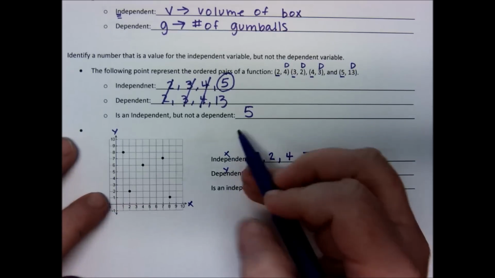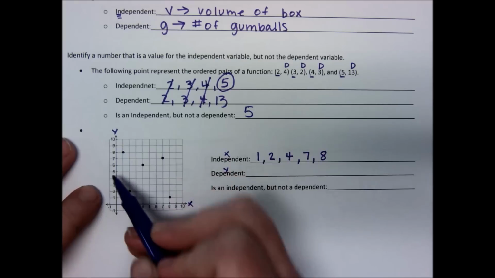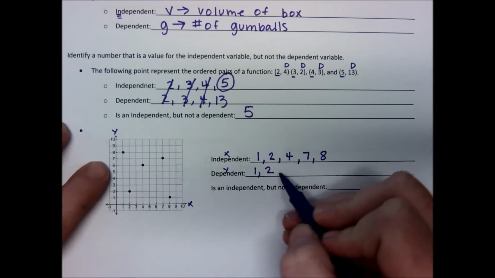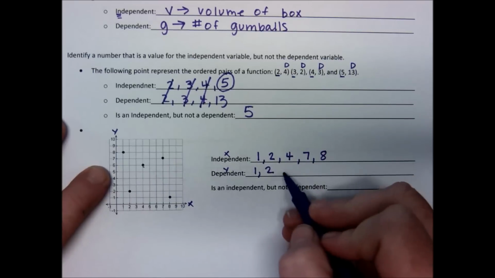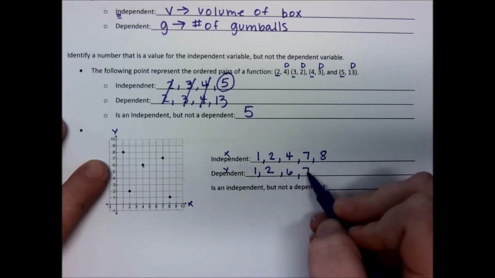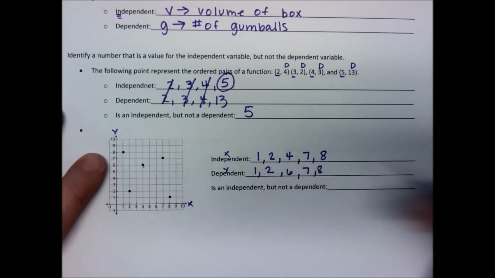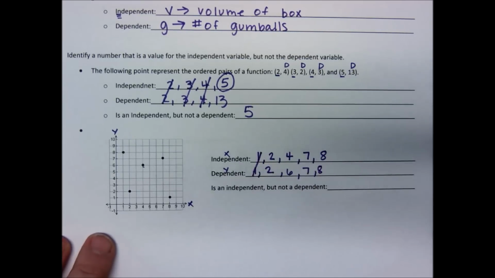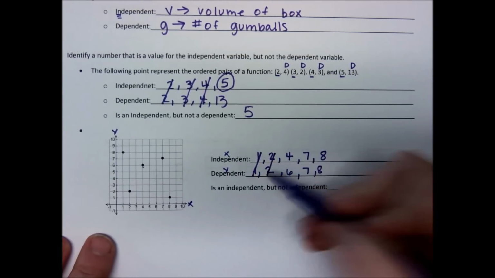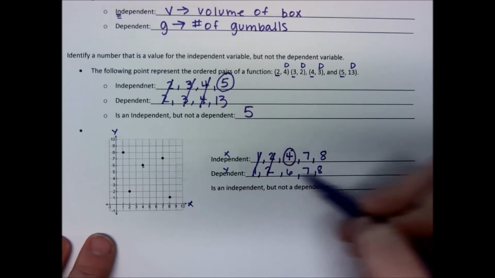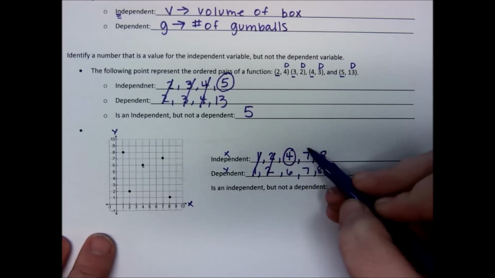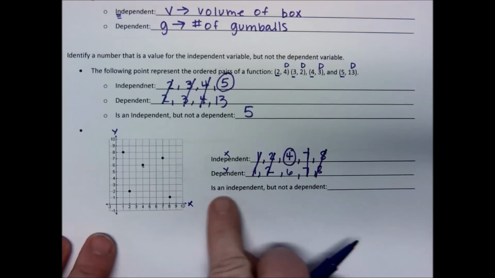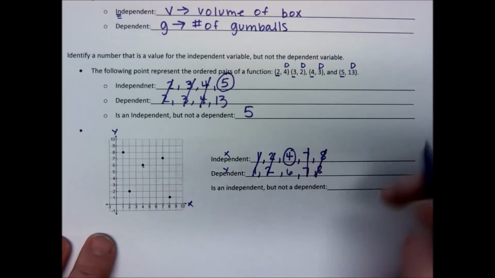Now I'm going to look at the dependent. So I'm looking at these numbers right here. So on the 1, there's a dot all the way over here. On the 2, there's a dot. Then there's not another dot again until 6, and then 7, and then 8. So which one is an independent but not a dependent? Well, 1 is independent, but it's also dependent. 2 is independent, but it's also dependent. 4 is independent, but I don't see a dependent 4 down here. 7 is independent, but it's also dependent. 8 is independent, but it's also dependent. So it says is an independent, but not a dependent. So that number would be 4.